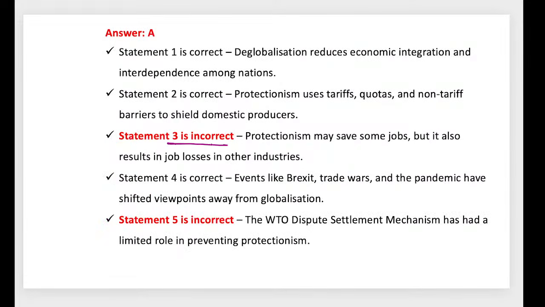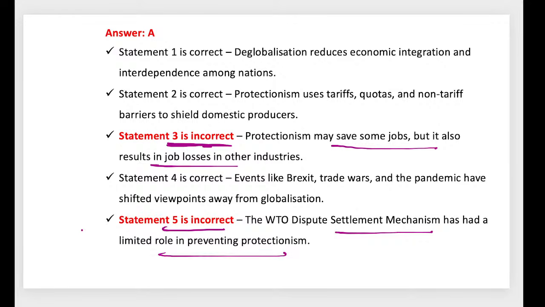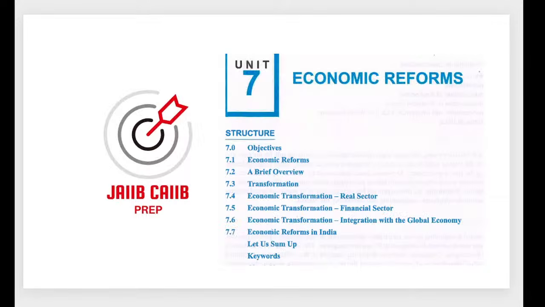Okay, so the statement, option 3, will be incorrect. Protectionism may save some jobs but it does not necessarily increase the other areas and all. And the fifth one is: WTO dispute mechanism has had limited role in preventing protectionism. The decision about protectionism is about the country. So the country decides by itself whether they want to go for it, and there are no boundaries, you cannot stop them. That is the case. Correct. Let's go to the next one.